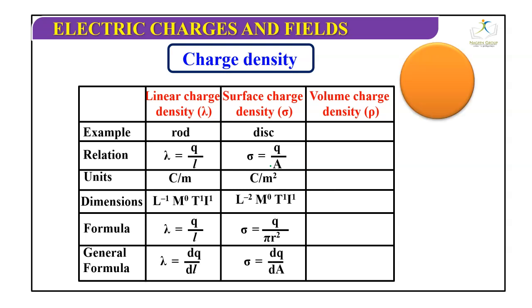For volume, we are just taking a sphere. For a sphere, rho is equal to Q by V, because it is a 3D diagram and will contain volume. So the unit for this is Coulomb per meter cube, and the dimension is L minus 3 M0 T1 I1. Rho is equal to Q by 4 by 3 pi r cube, and rho is equal to dq by dV.